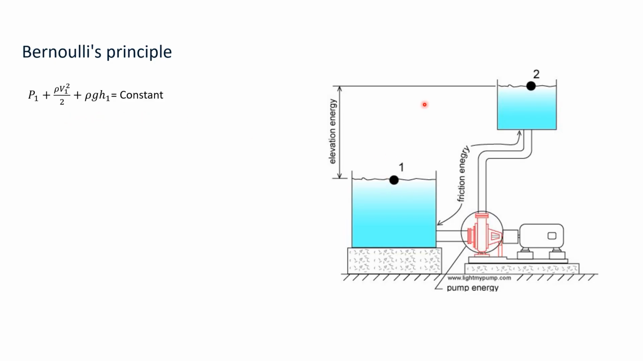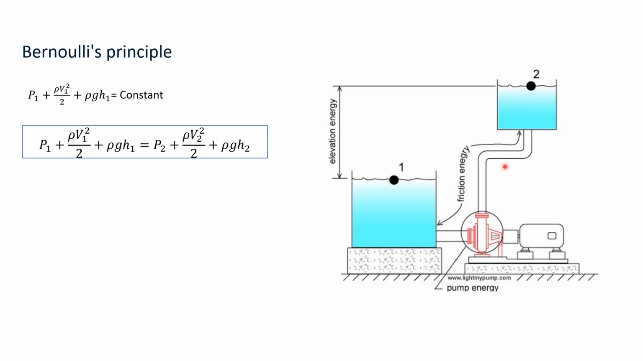Since we have 2 points here, the equation will become like this. P1 is the operating pressure in tank 1, V1 is the velocity of the fluid in tank 1, and H1 is the elevation of the fluid in tank 1. Rho is the density of the fluid, and g is the gravitational acceleration. We can convert this equation from pressure form to head form by dividing it by rho g. So the equation will be like this.